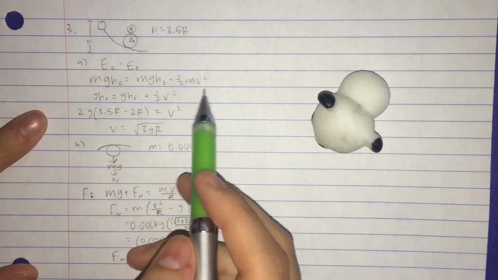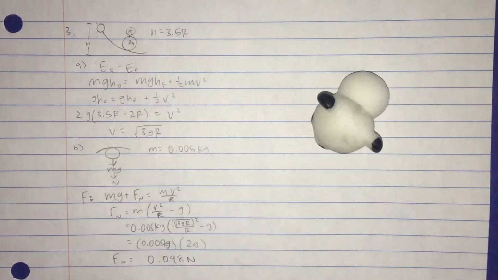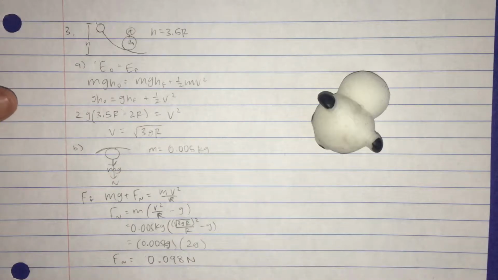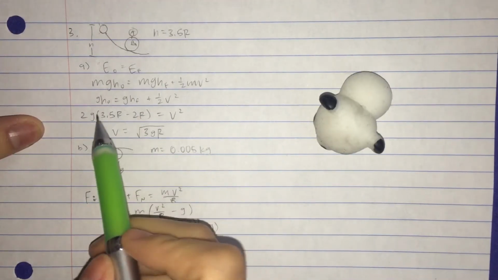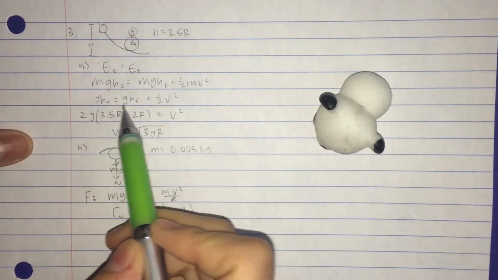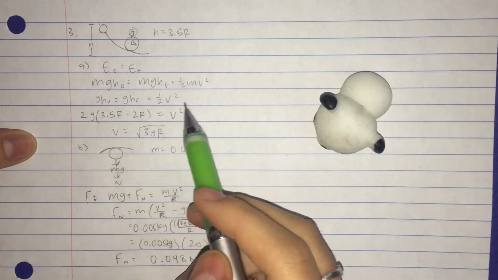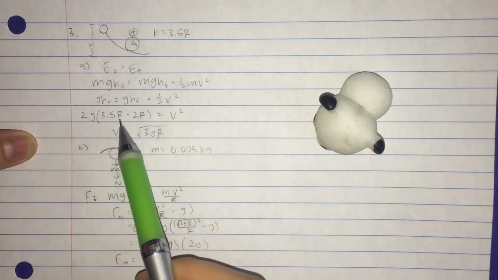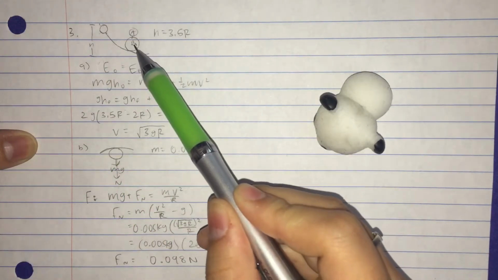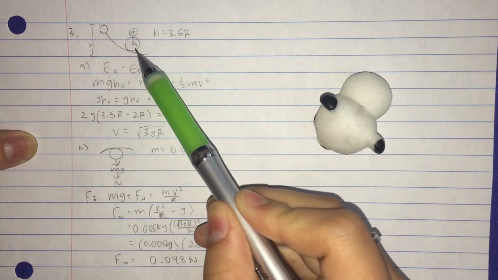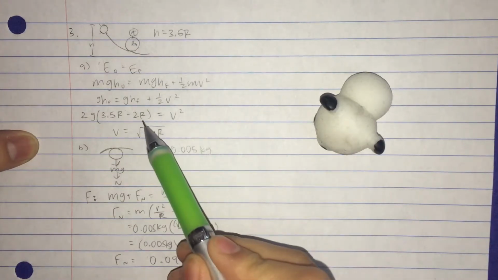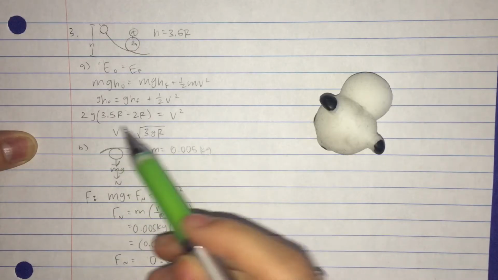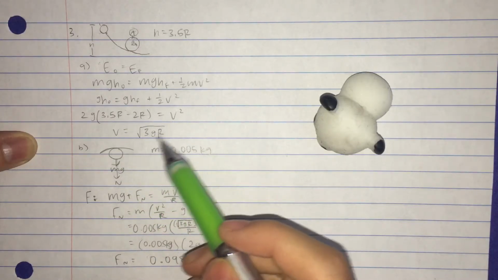So obviously you can see there's mass in every single one of these, so mass can be divided out, and then you're left with g times h naught is equal to g times h final plus half v squared. And so the height originally is 3.5 r, and then here it's at the top of the circle, so we know that's the diameter, which is 2r, and then it equals v squared. And then once you solve it all out, you should get that v is equal to the square root of 3gr.